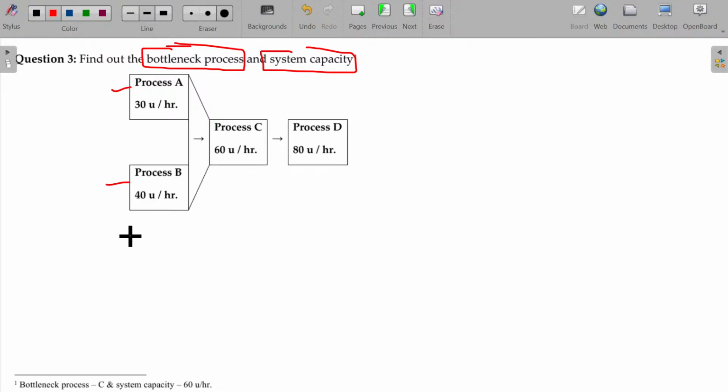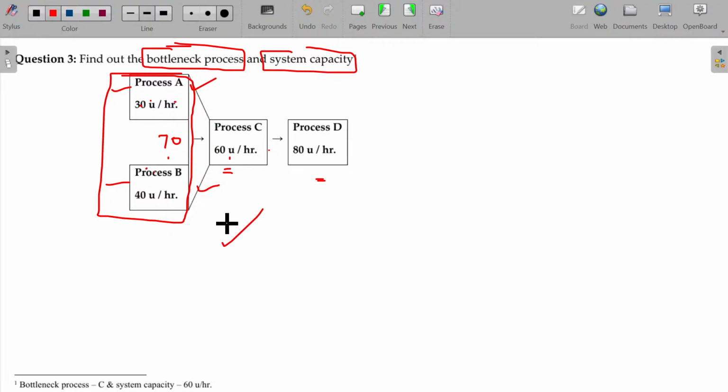Process A and process B are parallel. Process C has to handle the output from process A as well as process B. Now, what could be the input from A and B for C? 30 plus 40, 70. These are parallel. C can handle only 60, D can handle 80. So, process A and B are capable of producing 70 combined, where process C has to handle the output of A as well as B, but it is capable of only 60. Then this is the bottleneck, and system capacity is also 60. Clear?